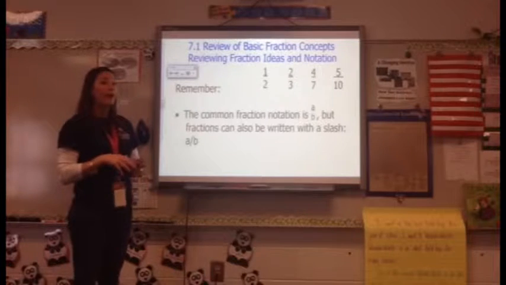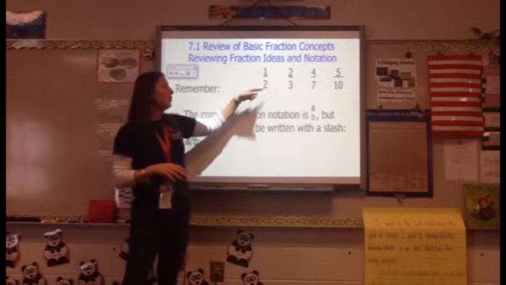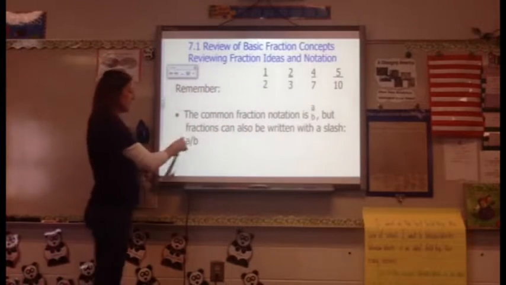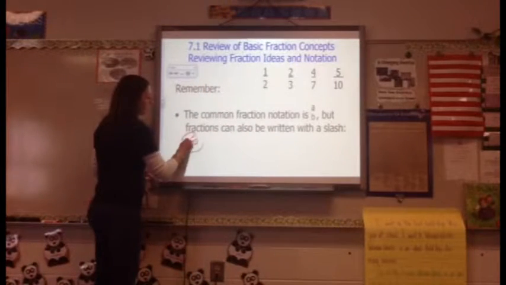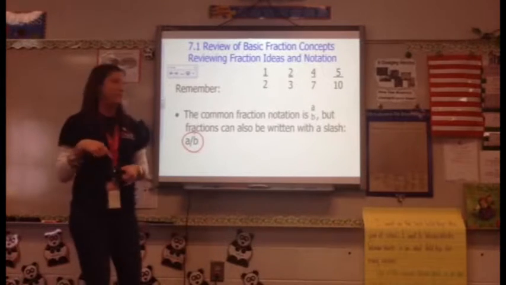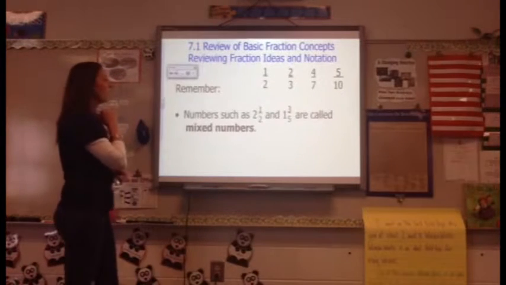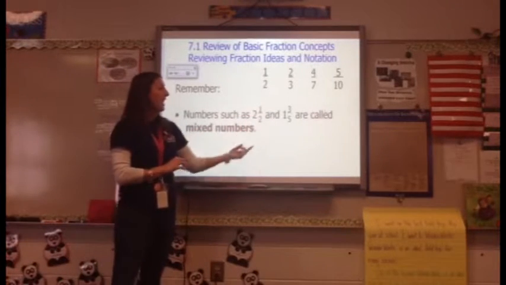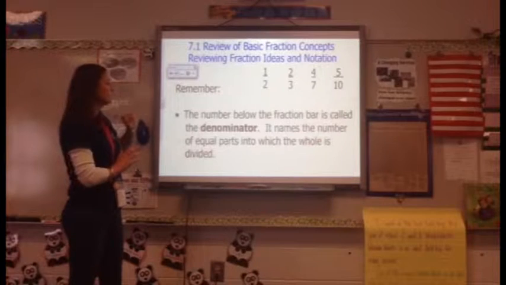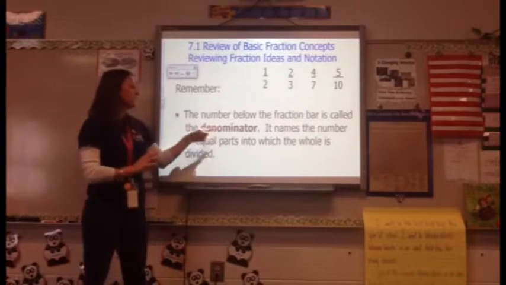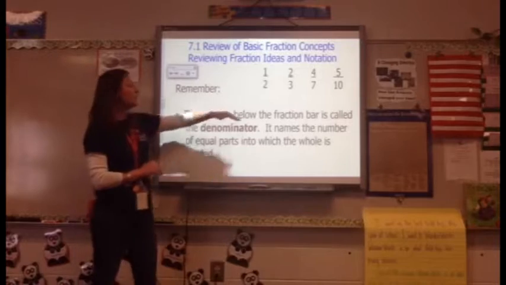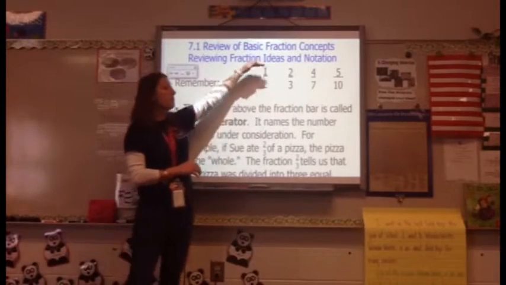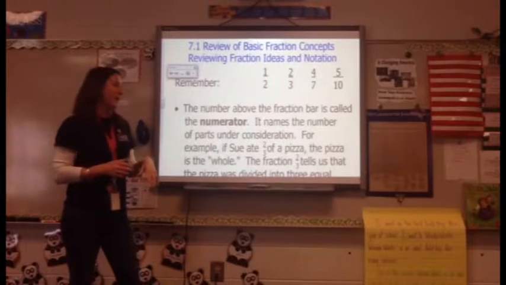Remember, the common way to write a fraction is a number over another number. We could say A over B. We may also see it with this slash here, which we also know as the divide symbol. We've learned about mixed numbers before, where you have a whole number and then a fraction. The bottom number is called the denominator. It's underneath that fraction bar. The top number, or the number above the fraction bar, is the numerator.